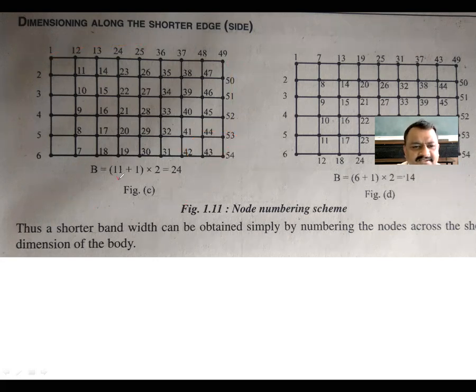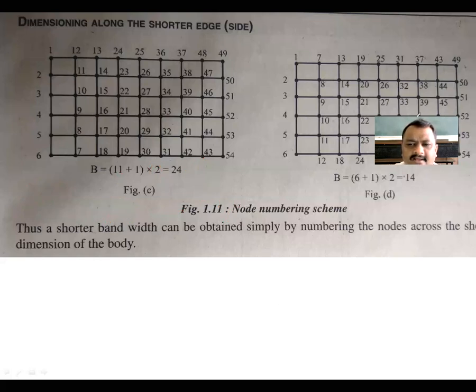Now if I use this 11 in the formula with 2 degrees of freedom, 11 plus 1 is 12, and 12 into 2 is 24. So compared to the previous case, which was how much? 20. Now it has again increased. The bandwidth of the matrix was 36, it decreased to 20, and now it has risen to 24. Right? Let us try one more way of numbering.